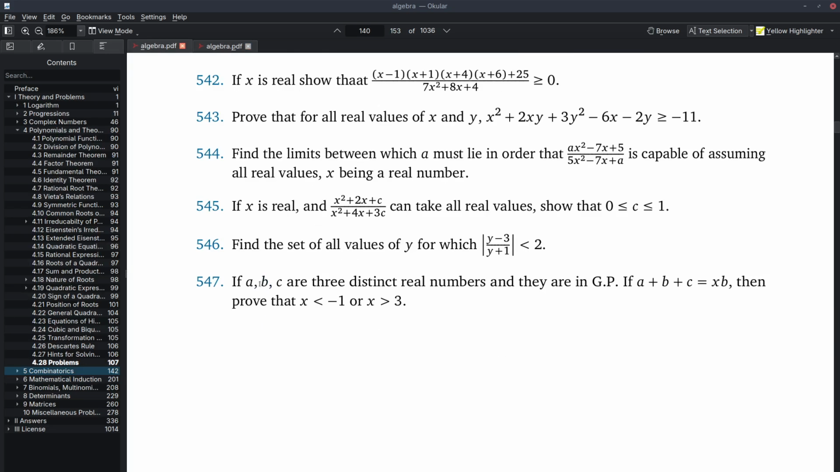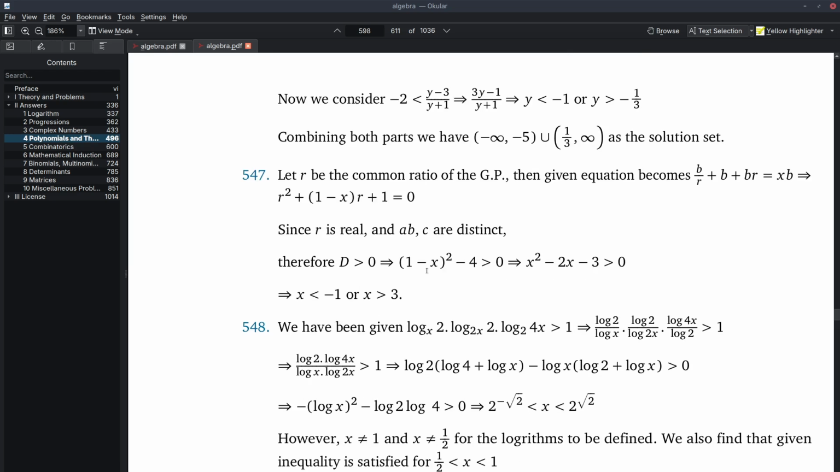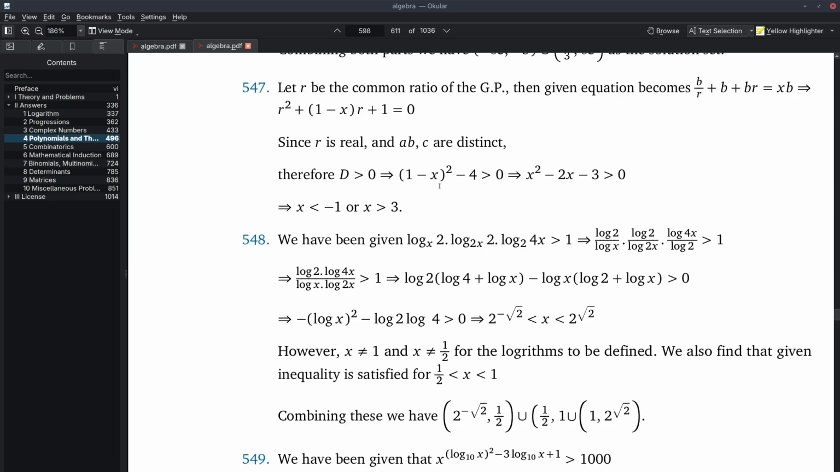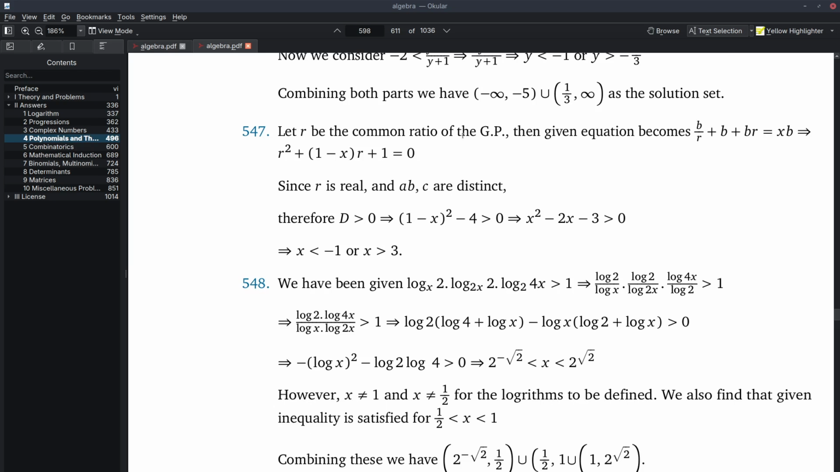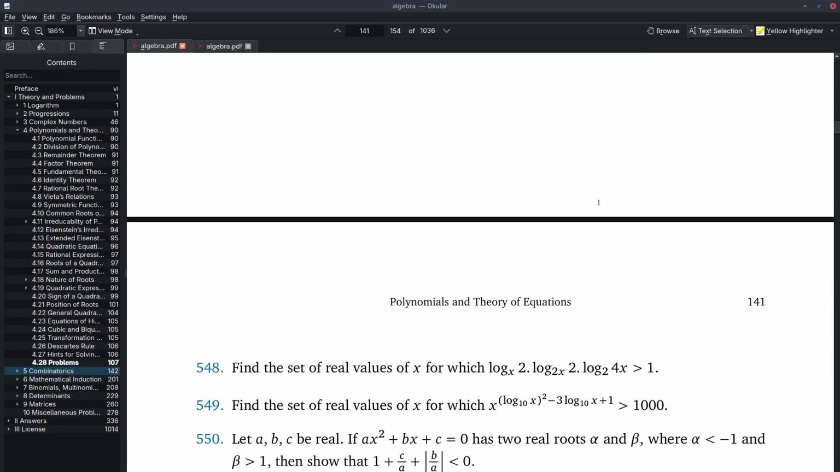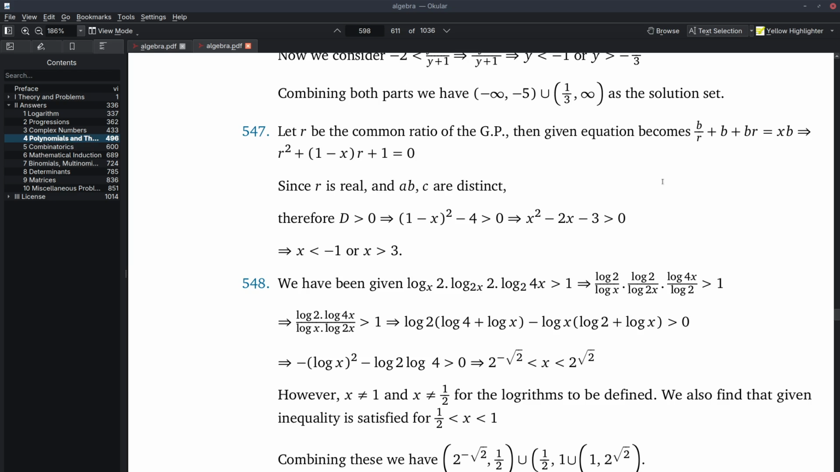Question 547 says: if a, b, c are three distinct real numbers and they are in GP, and a plus b plus c is equal to xb, then prove that x is less than minus 1 or x is greater than 3. So we let r be the common ratio of the GP, then the given equation becomes a plus b plus c, that is b by r plus b plus br, because a will be b by r in the GP and c will be br, is equal to xb. So the equation which we have is r square plus (1 minus x) r plus 1 is equal to 0.